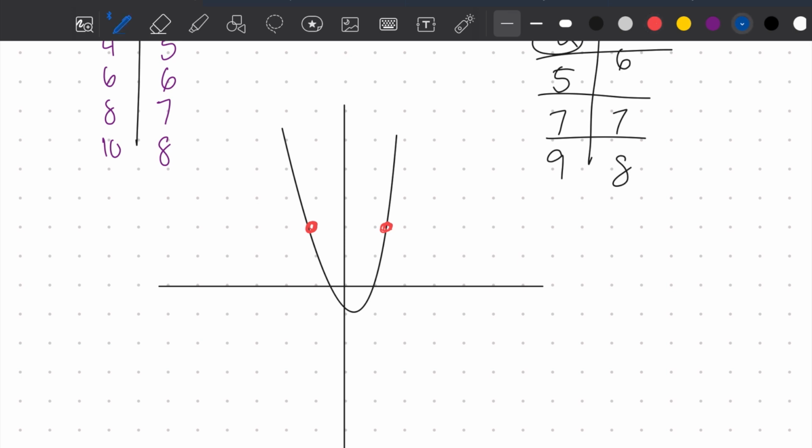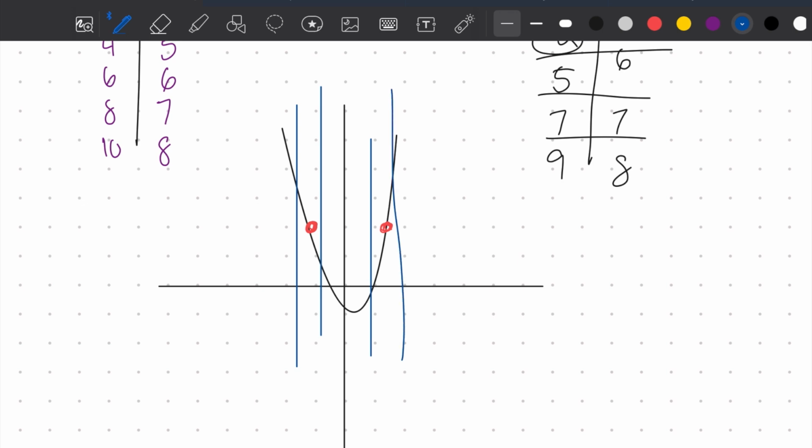What we can do is this thing called the vertical line test. So if you draw a vertical line at any point on your graph, it only touches one part of your graphed line. Okay, so this line only touches here, this line only touches here, this line only touches here, and this line only touches here. So this graph is a function.